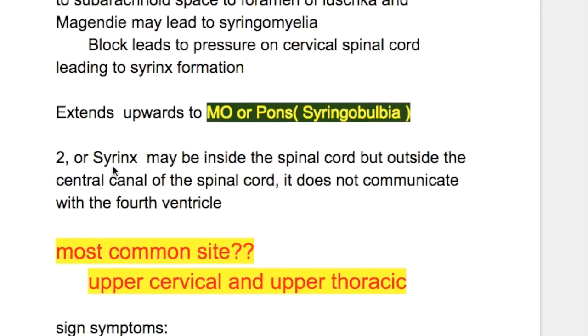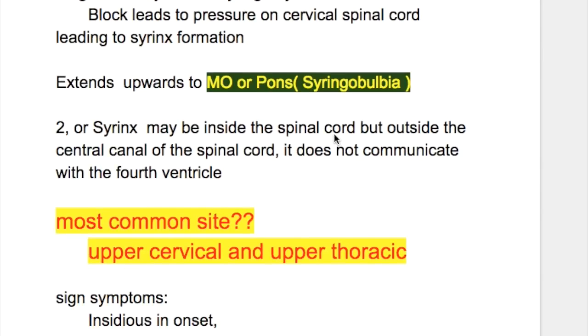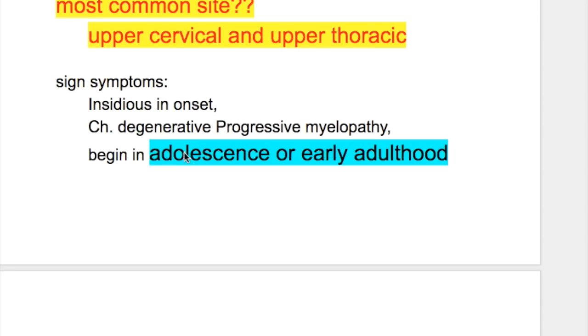The second type of syrinx or cavity may be inside the spinal cord but outside the central canal of the spinal cord, and it does not communicate with the fourth ventricle. What's the most common site of syringomyelia? Upper cervical and upper thoracic.